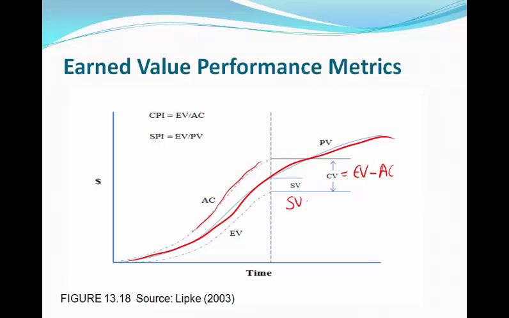Your schedule variance is equal to your earned value minus your planned value. And again, very similar. If you get a positive number, it means that you are ahead of schedule. If you get a negative value, it means you're behind schedule. You're spending a lot more time than you should be on this project.